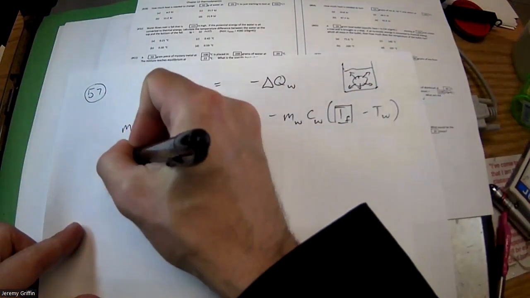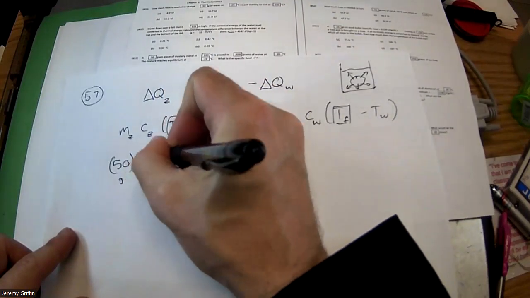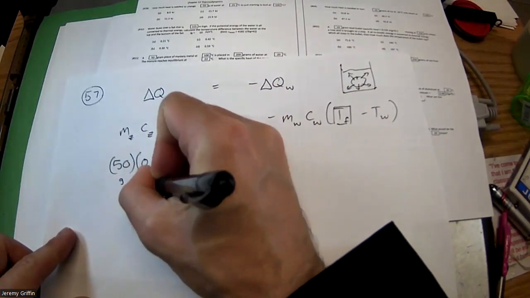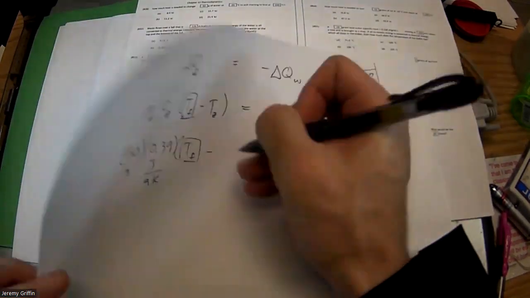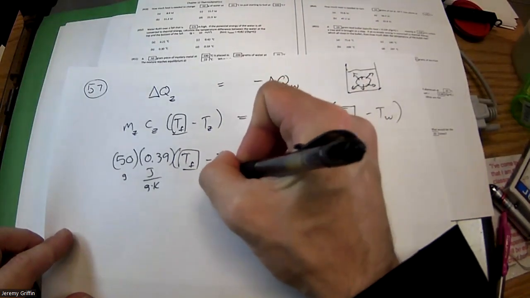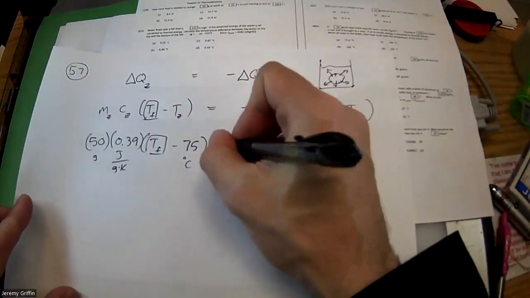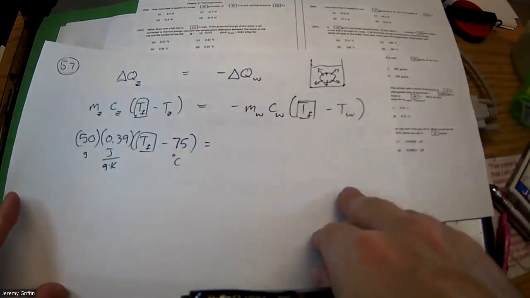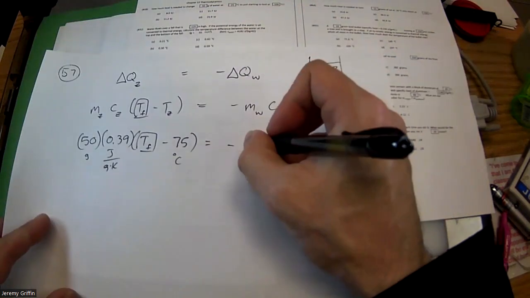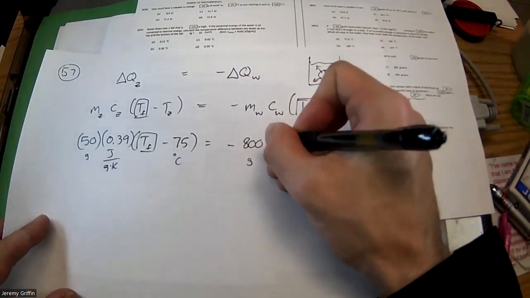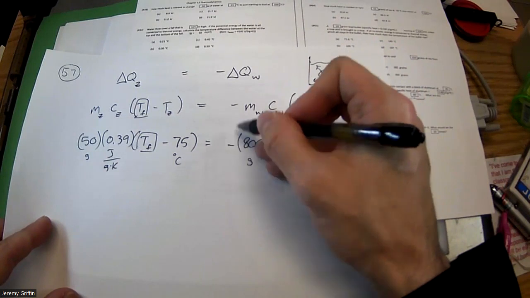All right, so I got 50 grams of zinc, specific heat capacity of 0.39 joules per gram Kelvin. We're solving for a temperature final, and this got started at a pretty hot 75 degrees Celsius. Again, not going to worry about converting to Kelvin because I'm taking temperature differences, so it's all going to work out in the end. Mass of water is, I've got 800 grams. It's still got a negative sign.